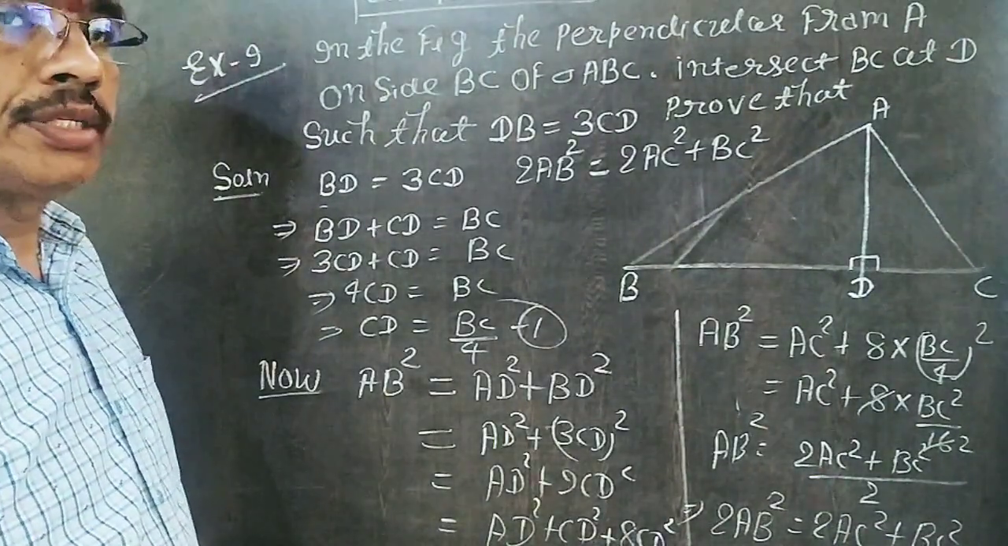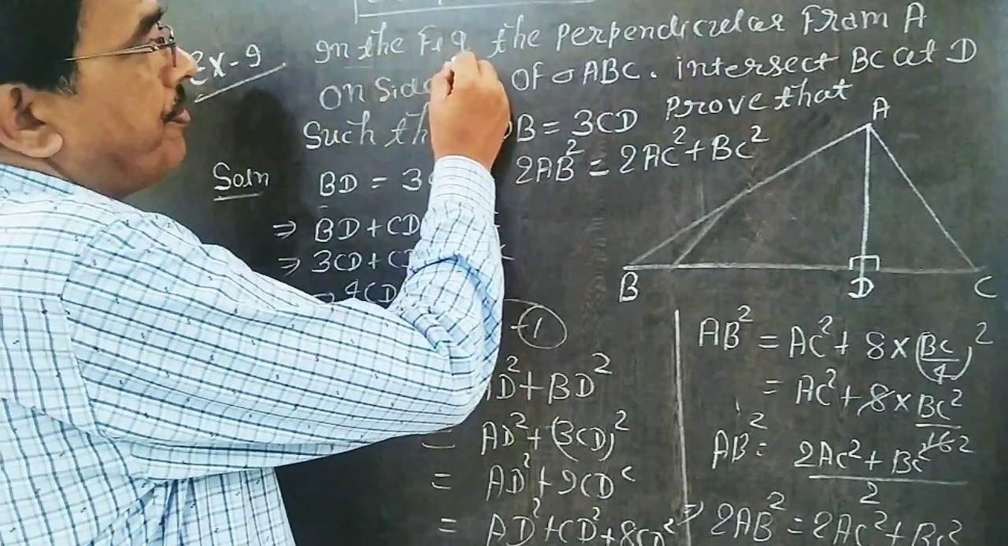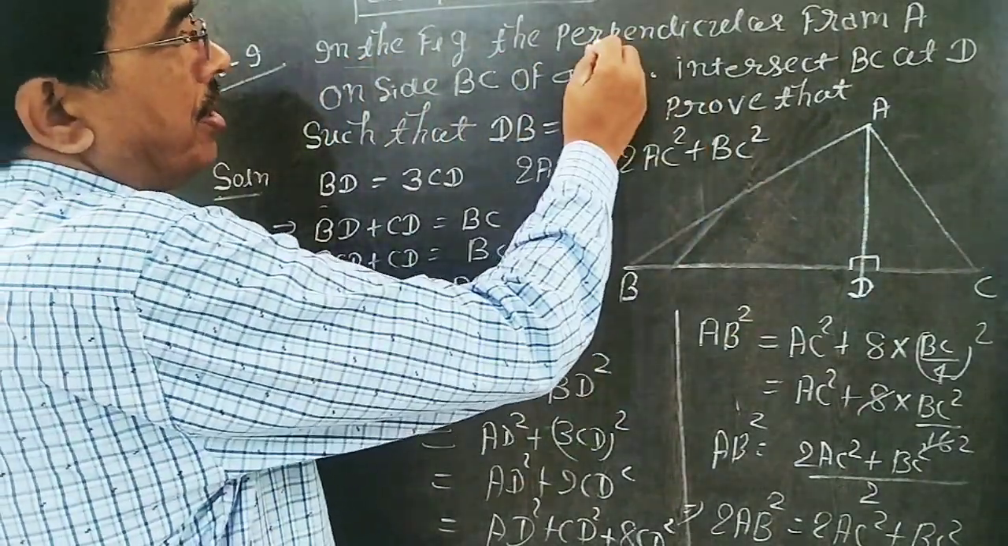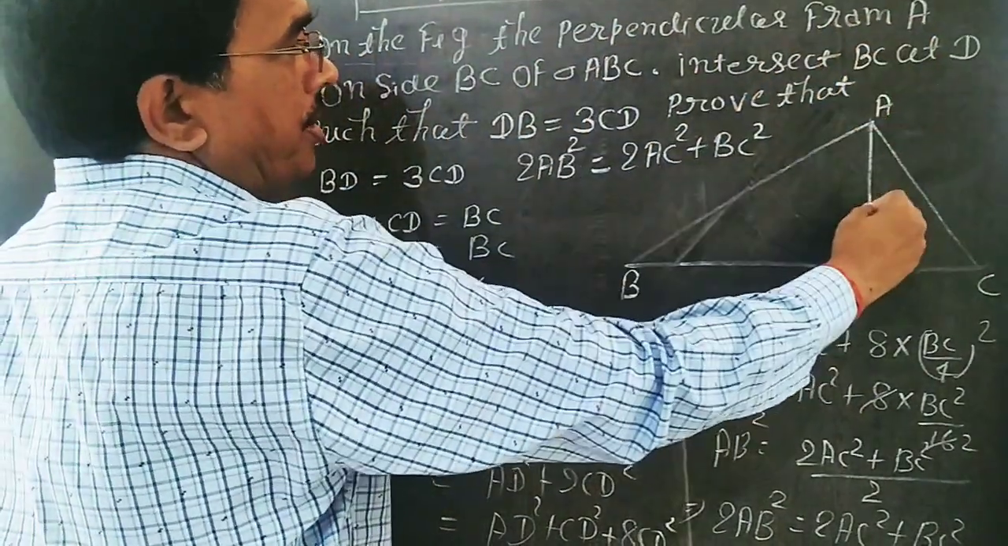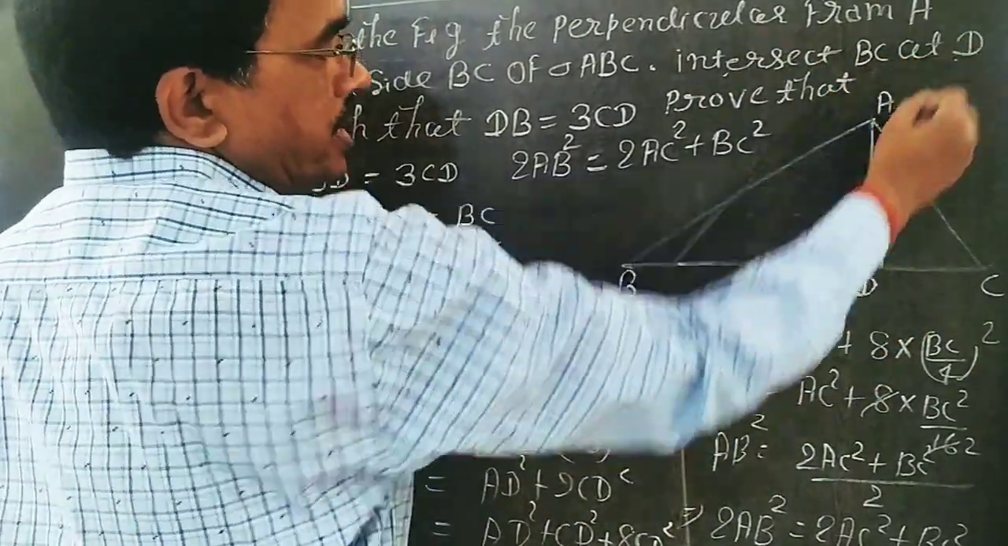Now see example 9 of exercise 7.0. In the figure, the perpendicular from A on side BC intersects BC at D.